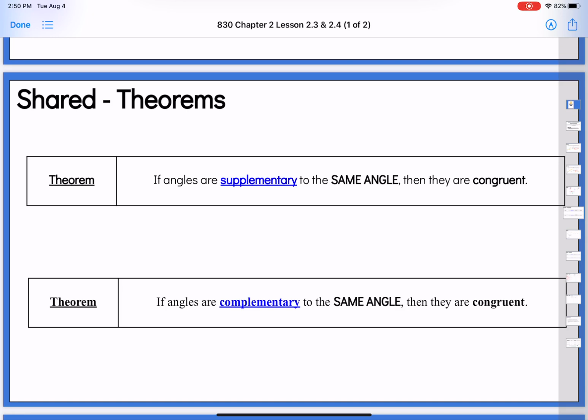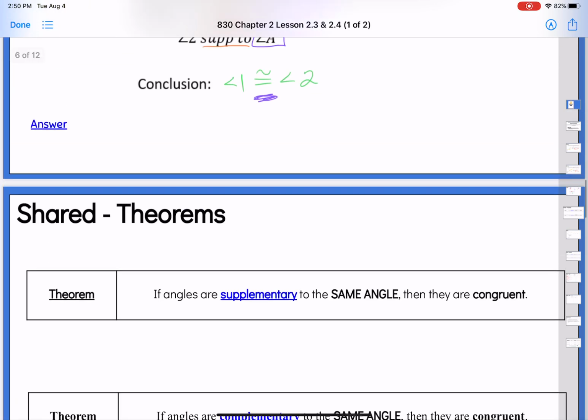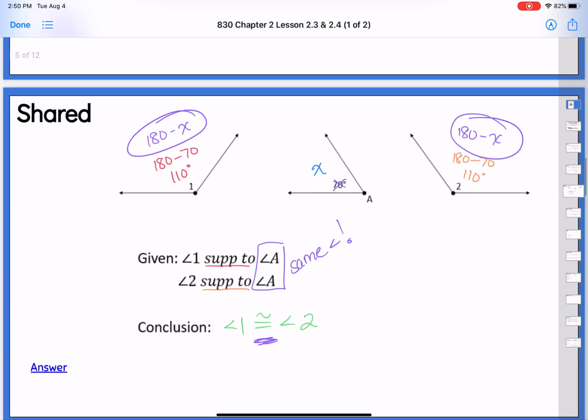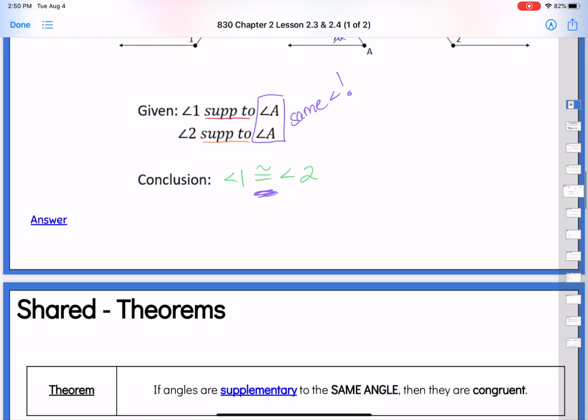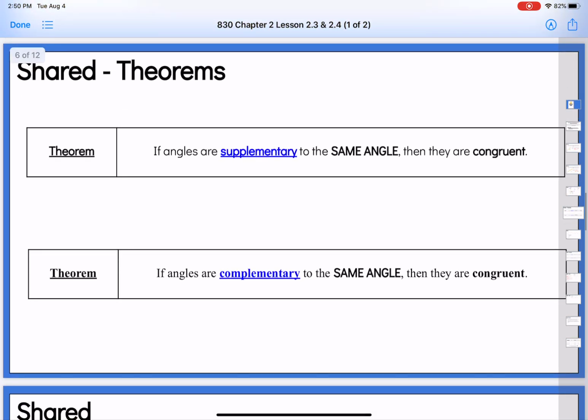Pretty cool. Now, the same thing would work with complementary, right? If I gave you pictures of acute angles instead of those obtuse angles, and said that they were complementary, it would work the same way, right? x, 90 minus x, 90 minus x, it would all work. So if two angles are complementary to the same angle, then they are congruent is another theorem with basically the same proof. So those are two new theorems that we could use now in any proof that comes up. If two angles are supplementary to the same angle, then they're congruent, or if two angles are complementary to the same angle, then they are congruent.